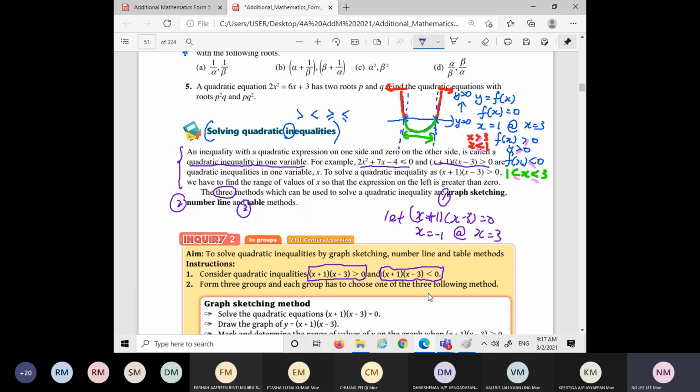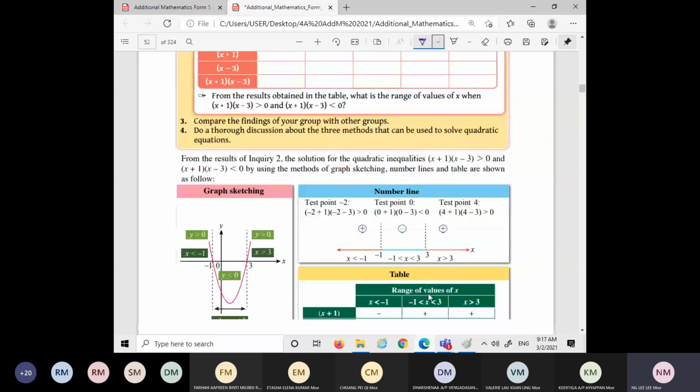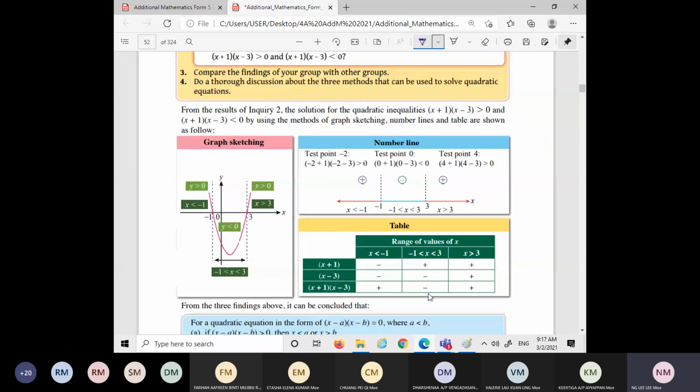Okay, you can look at your textbook. Straight away go to the next page, page 42. So the cutting points are at 3 and -1. Okay, so this is the first method. First method, graph sketching.